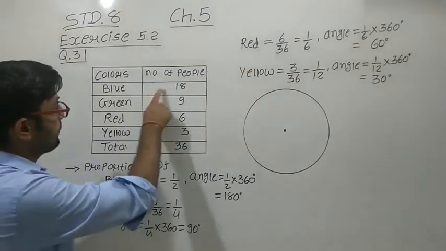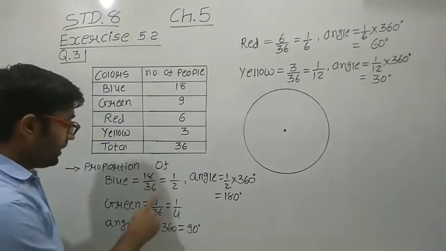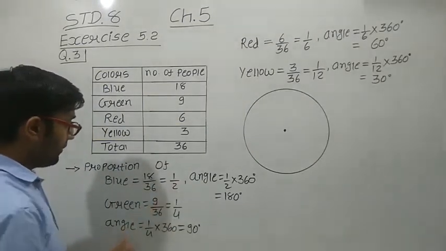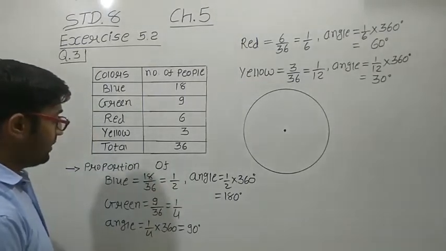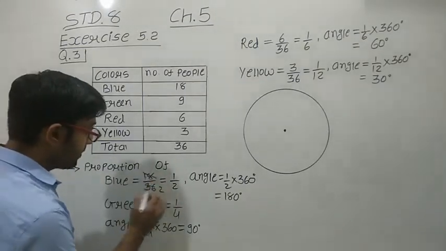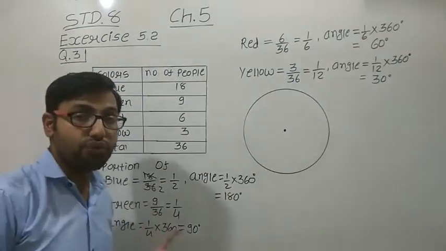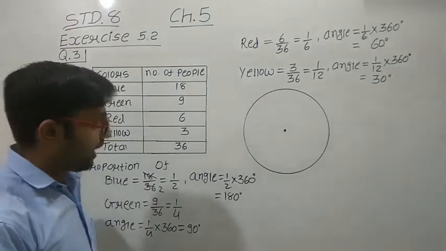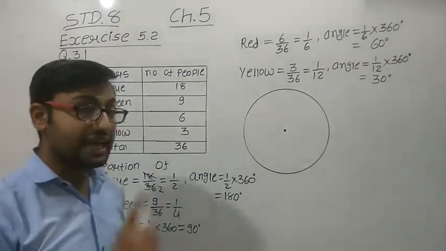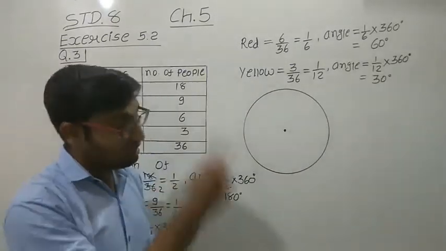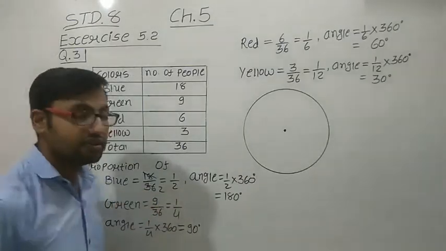See, blue color is preferred by 18 people and the total number of people is 36. If we cancel 18 and 36, we get 1 upon 2 because 18 twos are 36. So the proportion of the blue color is 1 upon 2. Now we know that if we consider the whole circle as 1, then the proportion of the blue color is 1 half.